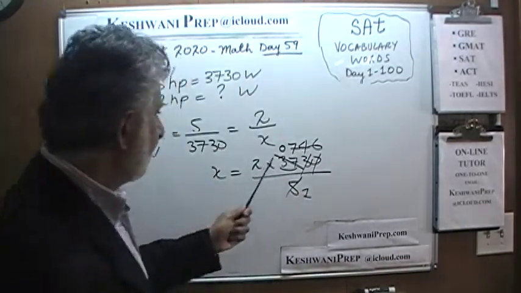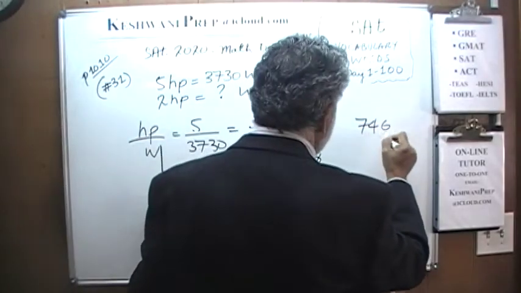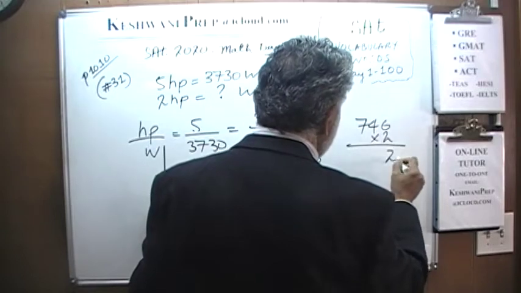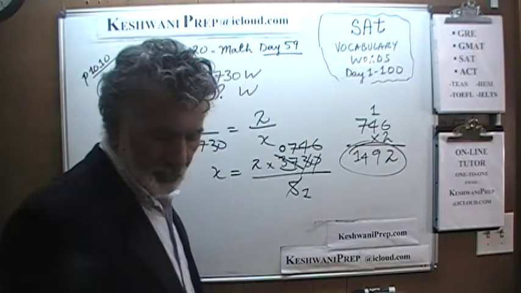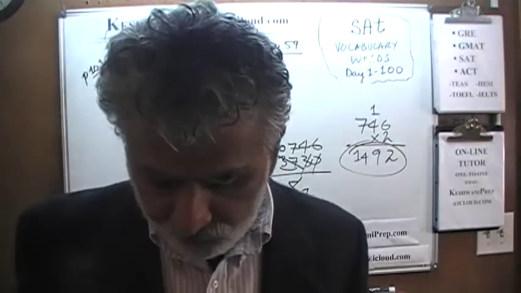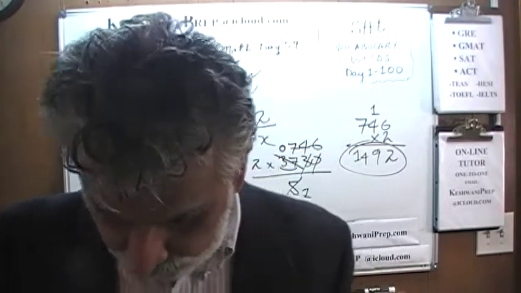Now that we divided the top by 5, we must divide the bottom by 5, which was the whole point. And that's it. 746 times 2 is what we had to figure out. 746 times 2: 12, carry 1, 9, 14. There you go. The answer is 2 horsepower is equal to 1,492 watts.